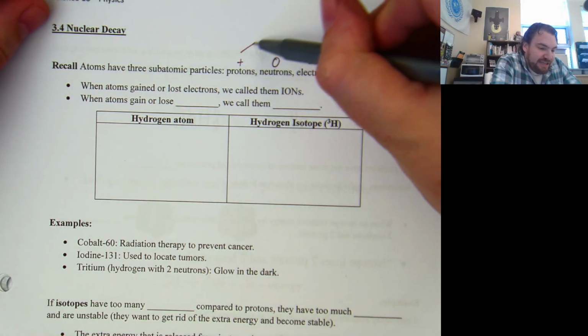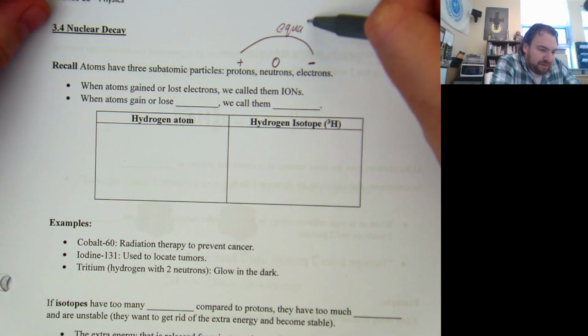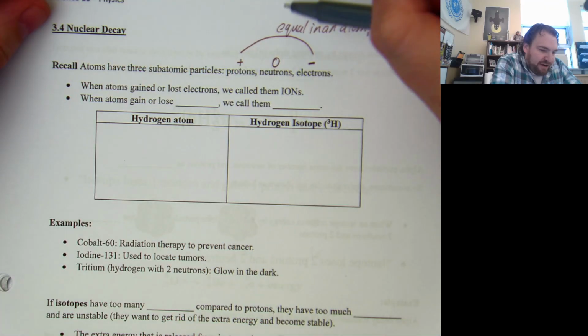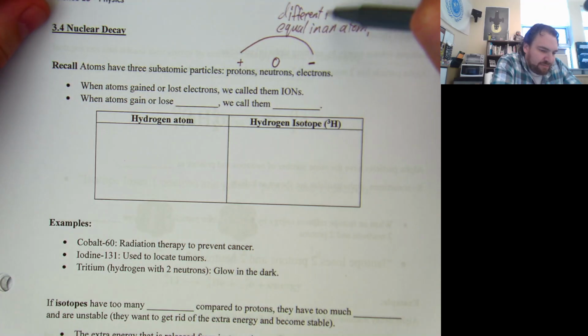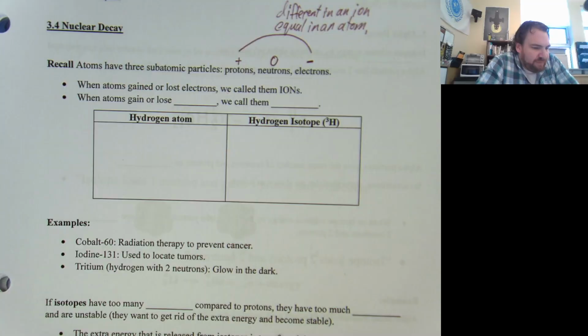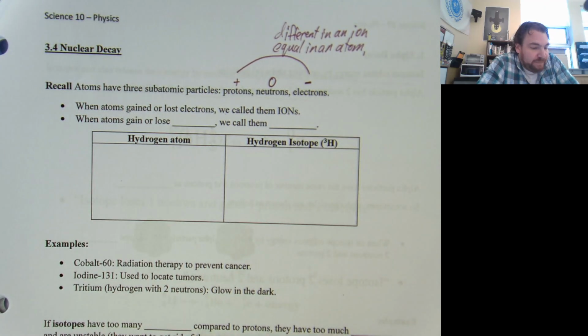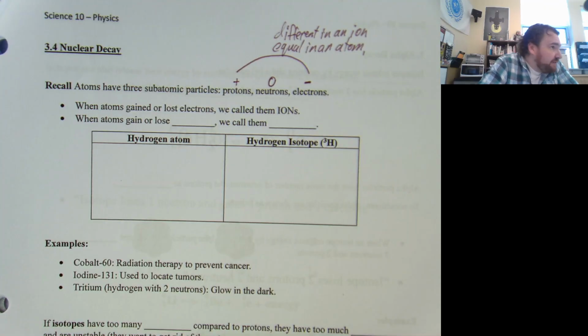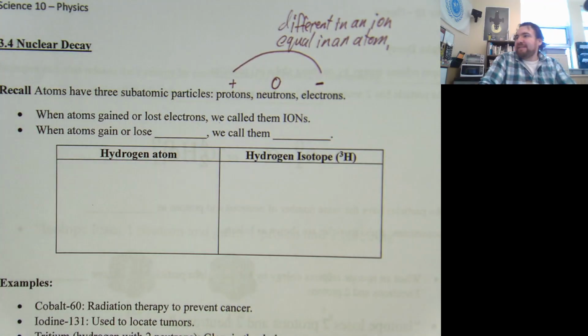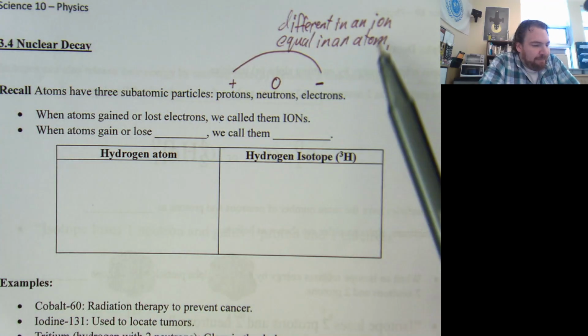Okay, these are equal in an atom, and they are different in an ion. That's what makes an ion an ion. Cool. What else can you remember about protons, neutrons, and electrons? Sorry, Dennis? Oh, we can't read that. This says different in an ion, equal in an atom.